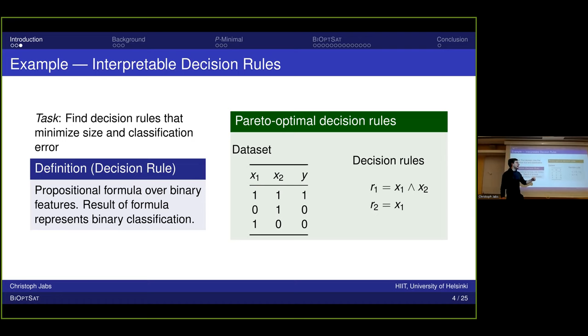But it's more interpretable because it's smaller. So, a very tiny example: we have these two objectives that we need to trade off, and it's not clear which one of these is better. If we only look at accuracy, then clearly R1 is better. But if we want to consider interpretability as well, then it's hard to say.